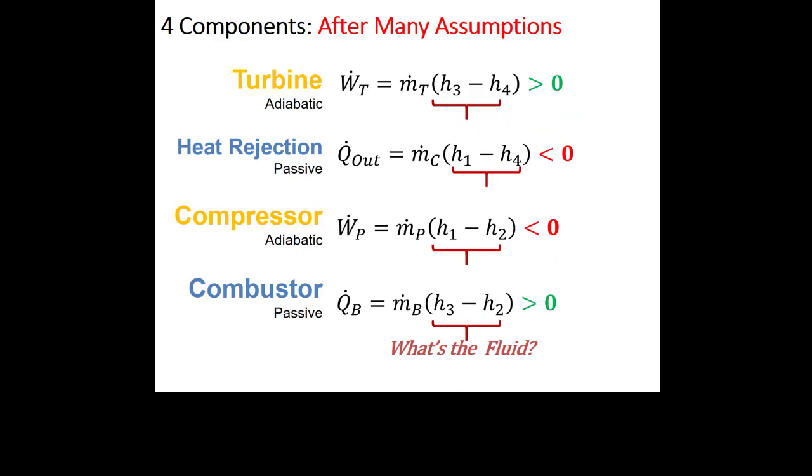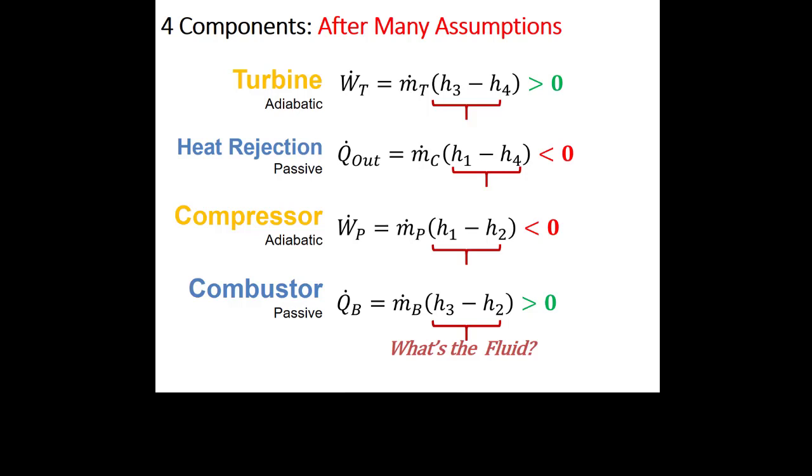So we get these equations that hopefully we're starting to feel more comfortable with, right? That we know and love. If I'm trying to find power, it's m dot times h in minus h out. Turbine power is positive. Compressor power is negative. When I'm trying to find heat rate, it's m dot times h out minus h in. And usually the one that I'm going to be looking for is the combustor heat rate or the heat rate in, right? Heat in is positive.